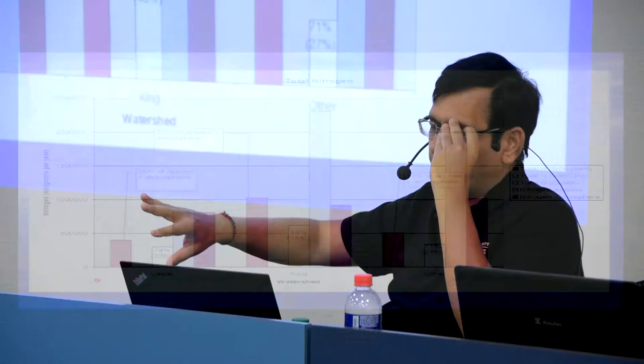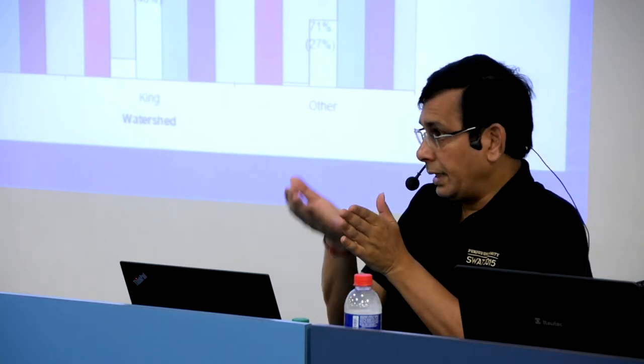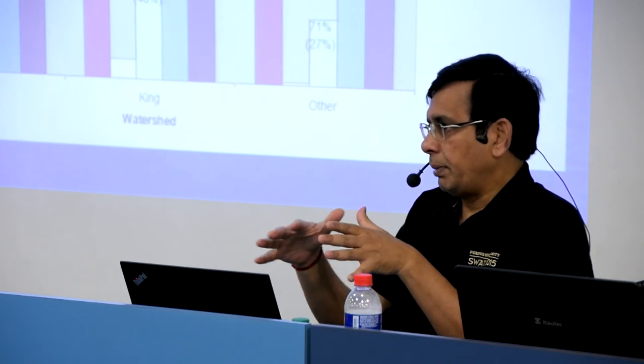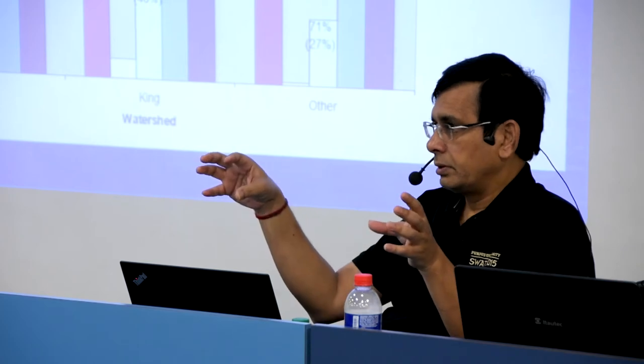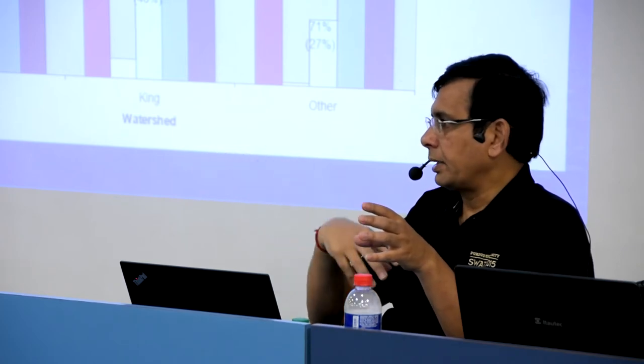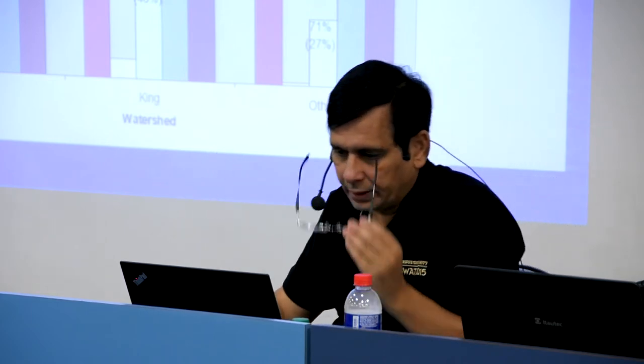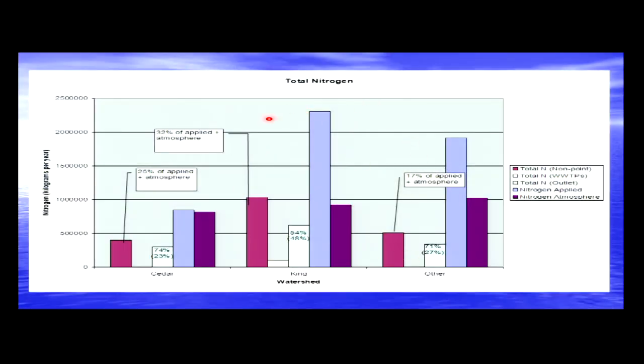So about 26% is either getting deposited in the channel or, because of algae and biological activities, some of it is transformed from nitrogen to algae. So this is for King's Creek, and this is for Cedar Creek. You can see, relatively speaking, Cedar Creek produces more than King's Creek. And this is the rest of the watershed, the part very close to the lake, directly contributing to the lake.